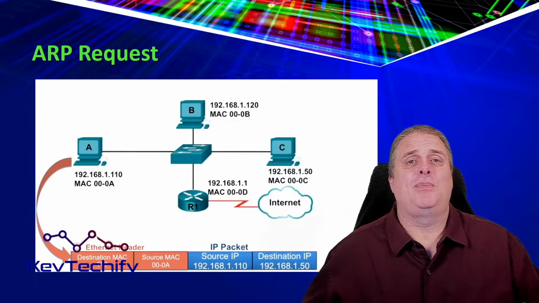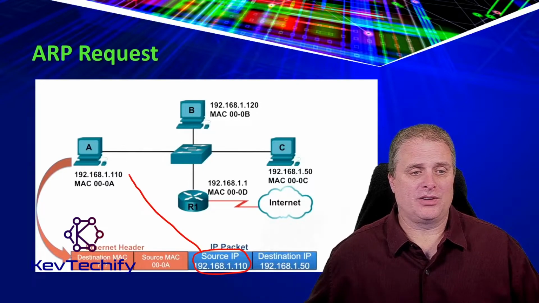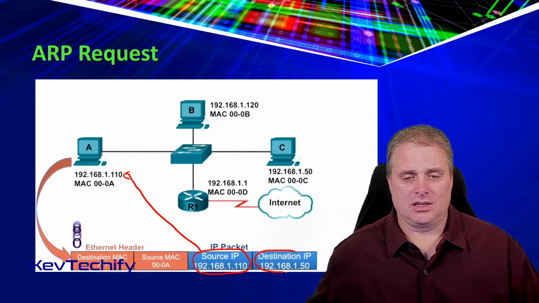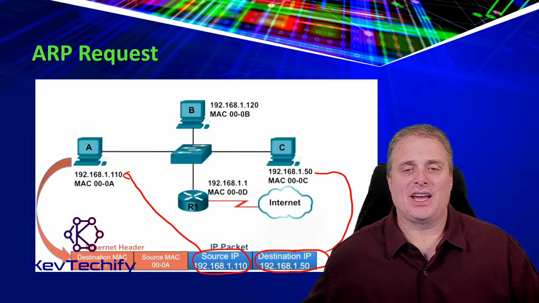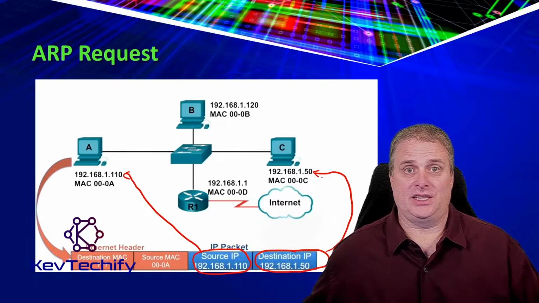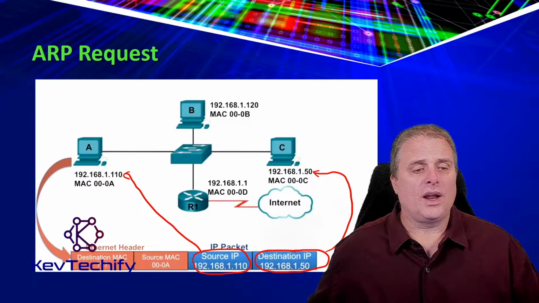PCA has an IP packet here. The source IP address, 192.168.1.10, is the IP address here of PCA. The destination IP address, 192.168.1.50, is the IP address of PCC. What we have to find out here is, what is the destination MAC address?